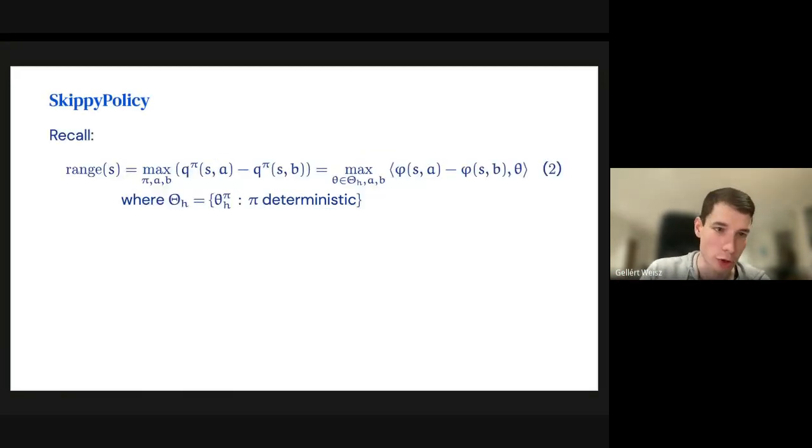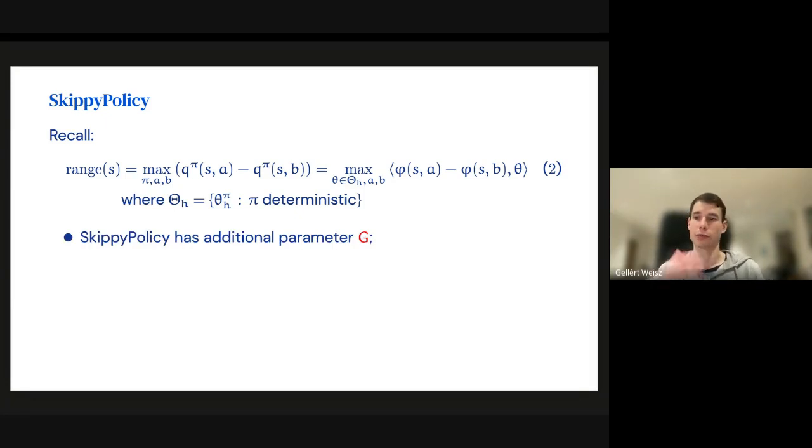I want to talk a little bit more about the Skippy policy and how it skips states. For this, recall the definition of the range function. This is the definition we used before, the Q differences, but we can equivalently use the definition which uses the linear realizability, where we just have an inner product where on the left we take the feature difference of action A versus action B, and we inner product that with the parameter theta that is selected to maximize the value out of all of the possible parameters. This capital theta is the set of all possible theta parameters that correspond to policies. This is an equivalent way of writing the range, and it will be more useful for this.